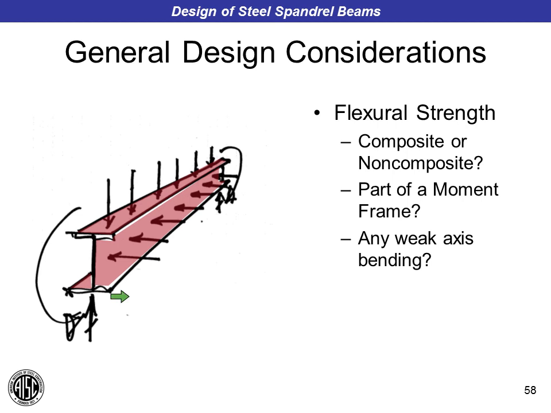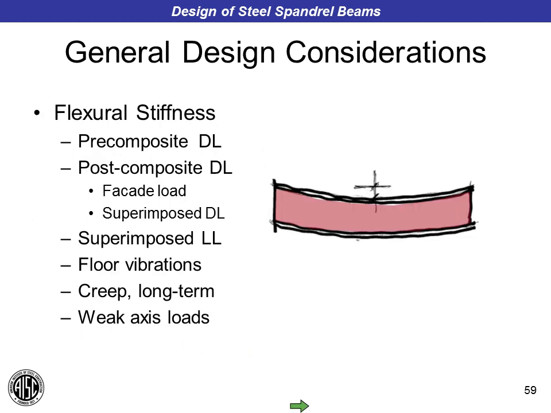Some general considerations for the spandrel beam design are what its pre-composite dead load deflections are, what its post-composite dead load deflections are from the facade loads, as well as any additional superimposed dead load on the floor, superimposed live load demands on the beam, whether the beam needs to be designed to consider floor vibrations for the occupants or sensitive equipment inside the building, whether there are any concerns about creep in the concrete on the axis of the compression flange of the composite section, and whether there are any weak axis loads applied laterally to the beam.